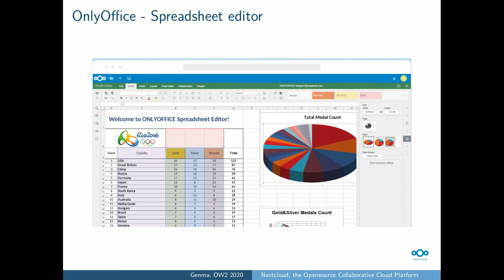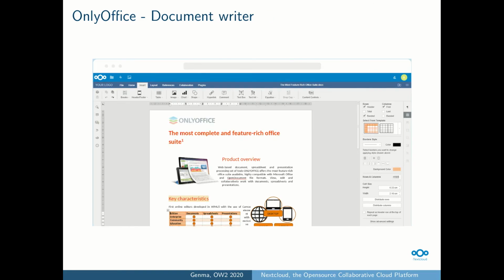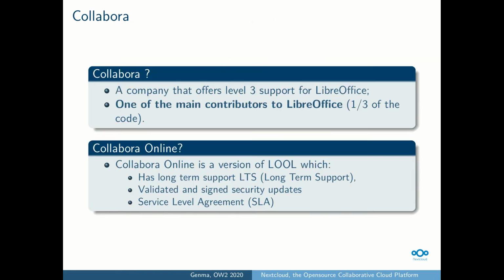Some screenshots: spreadsheet editor, presentation builder, document writer. Collabora. Collabora is the other option. Collabora is a company that offers level 3 support for LibreOffice. It's one of the main contributors to LibreOffice. Collabora Online is a version of LibreOffice Online which has long-term support, LTS, validated and signed security updates, and service level agreement support.